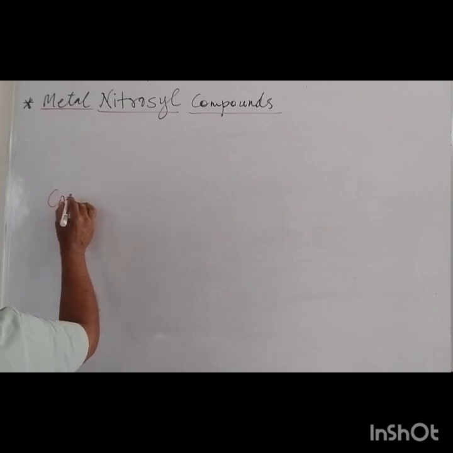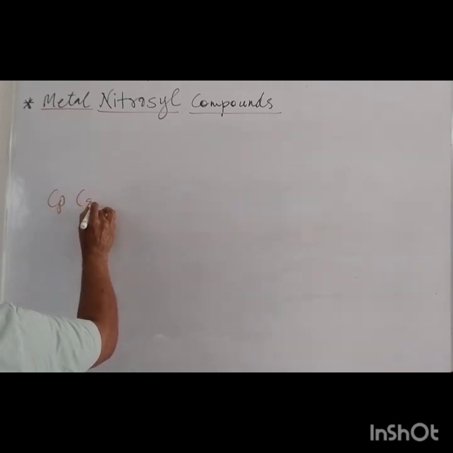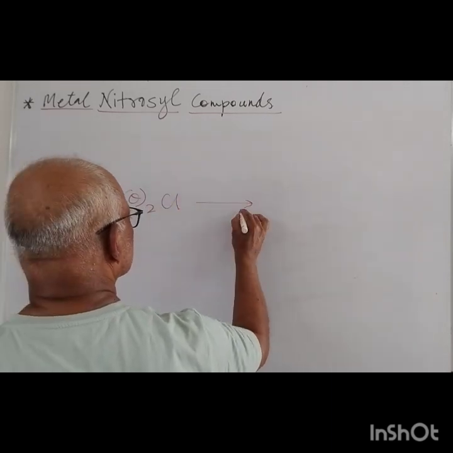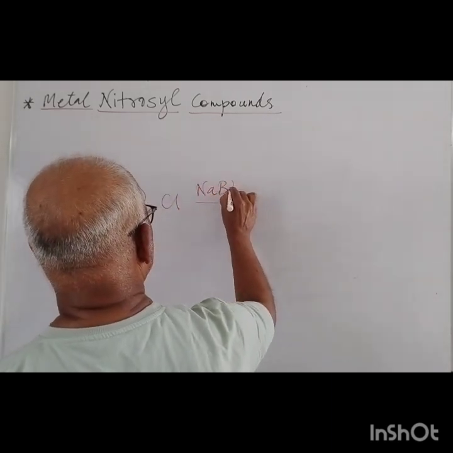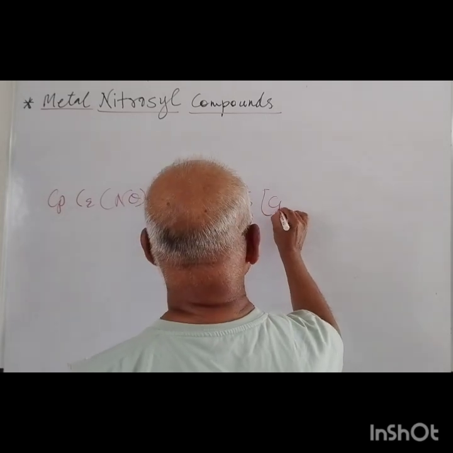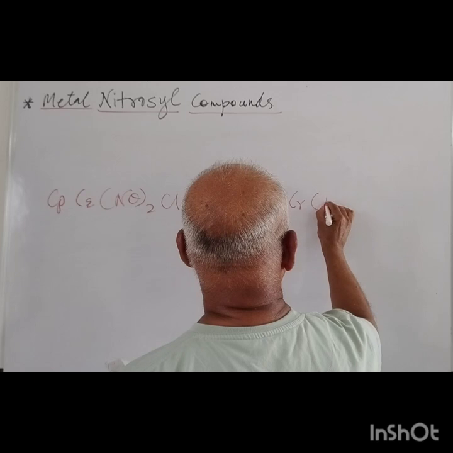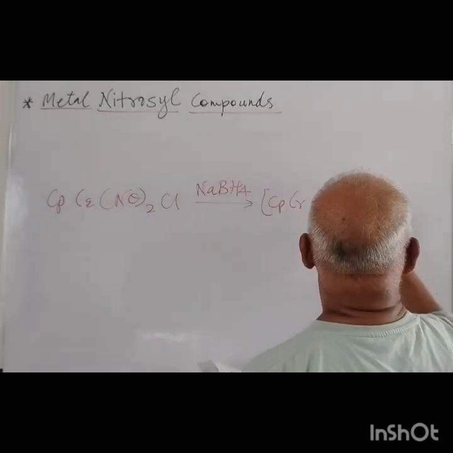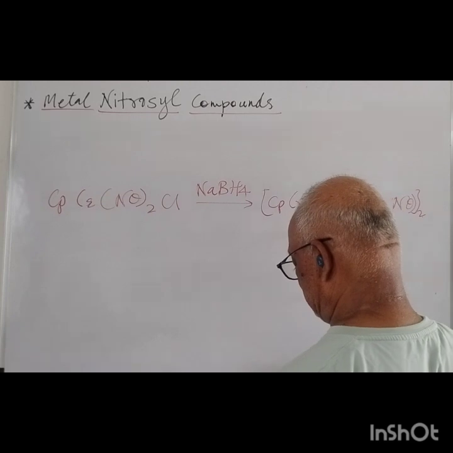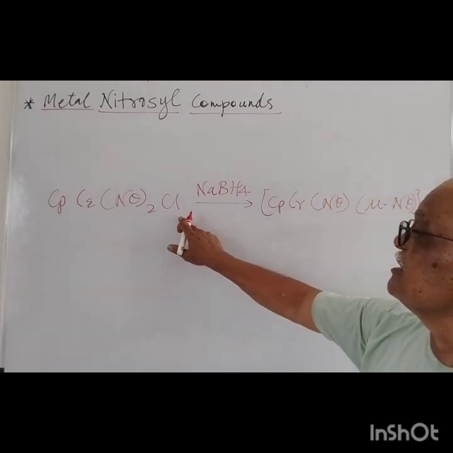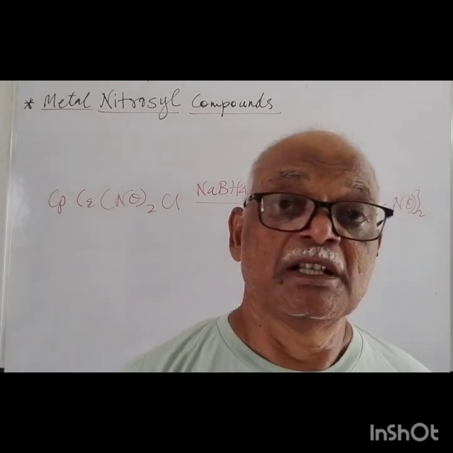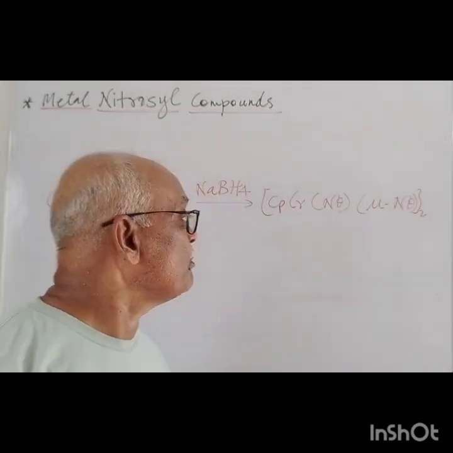The cyclopentadienyl complex of chromium, Cr, NO twice, Cl, when treated with NaBH4, gives the complex where the Cl is replaced by a nitrosyl group as the bridging group.